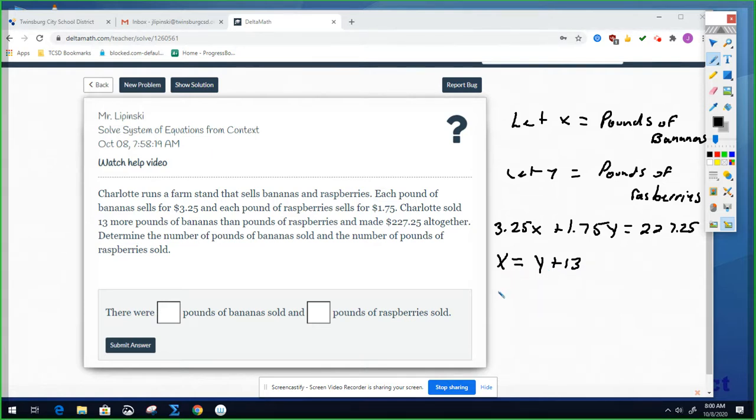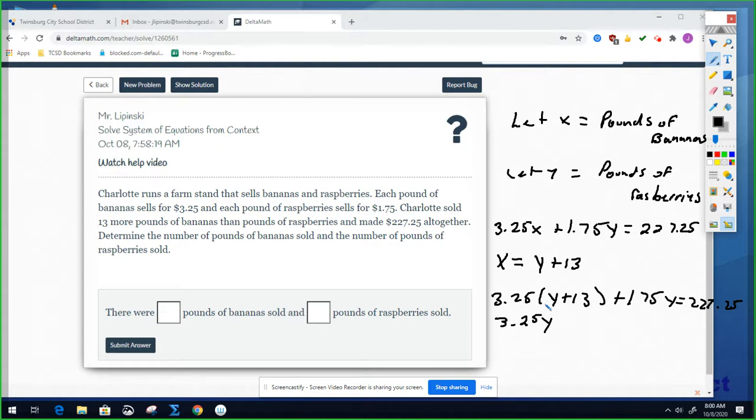Now it's your choice how you want to solve this. You can solve this by graphing in Desmos. You can solve this by substitution or elimination. I'm going to choose substitution because I have x all by itself. So I have 3.25, and I'm going to plug in what x is equal to, plus 1.75y equals 227.25. And I'm going to go ahead and distribute.